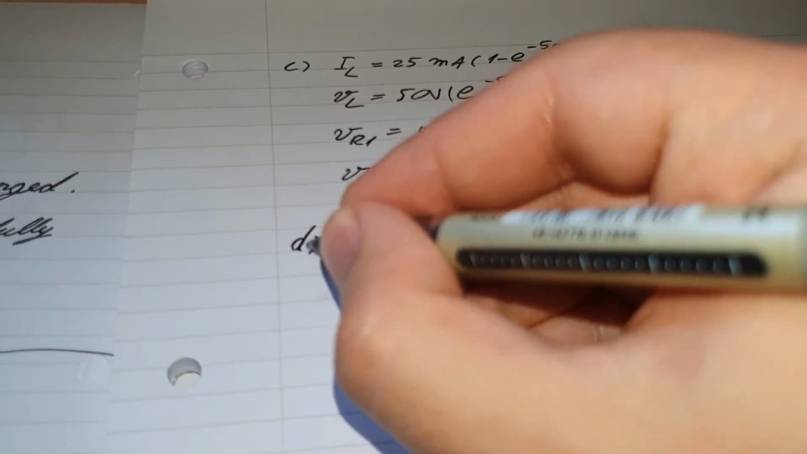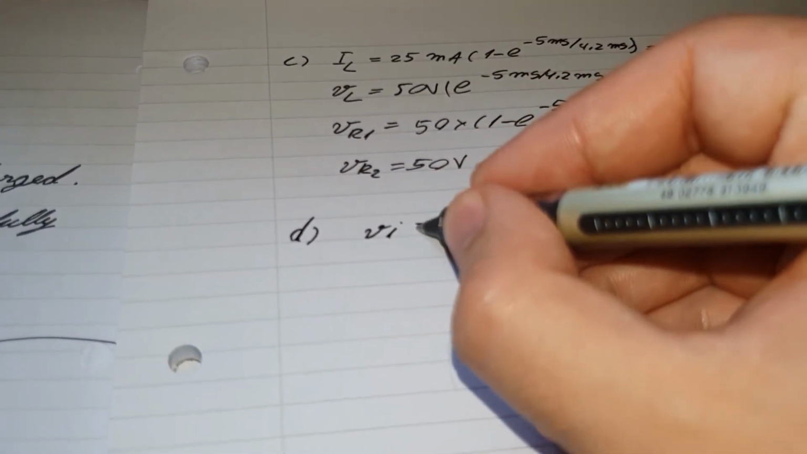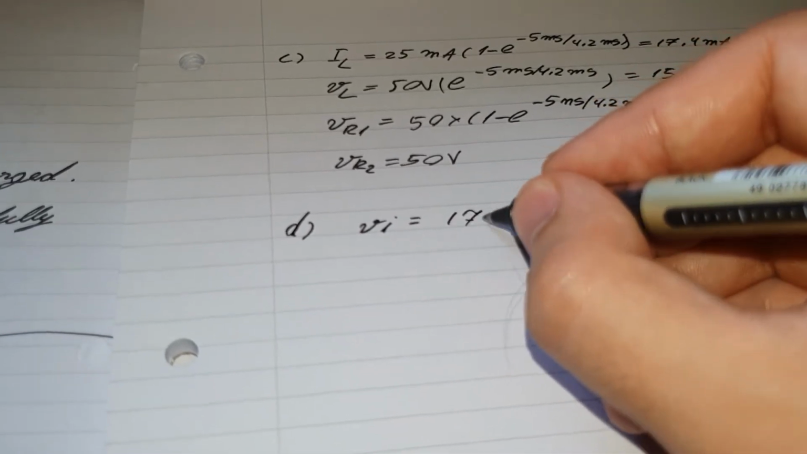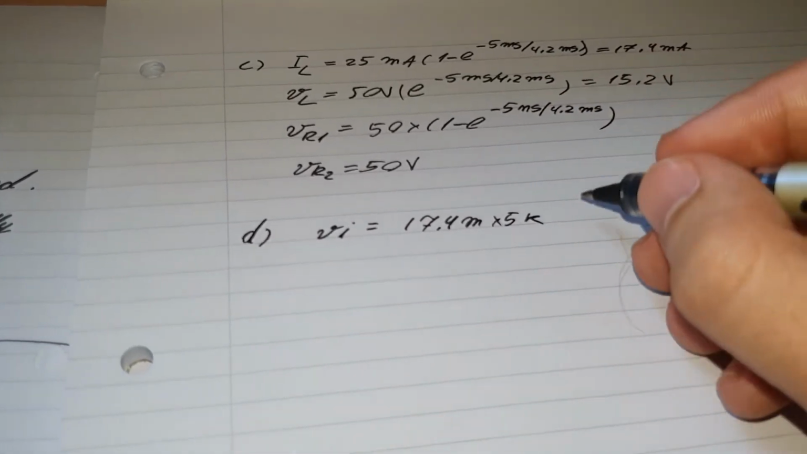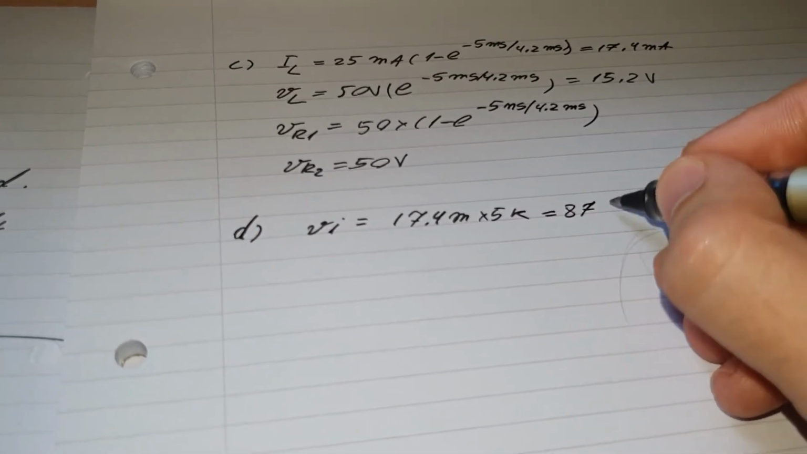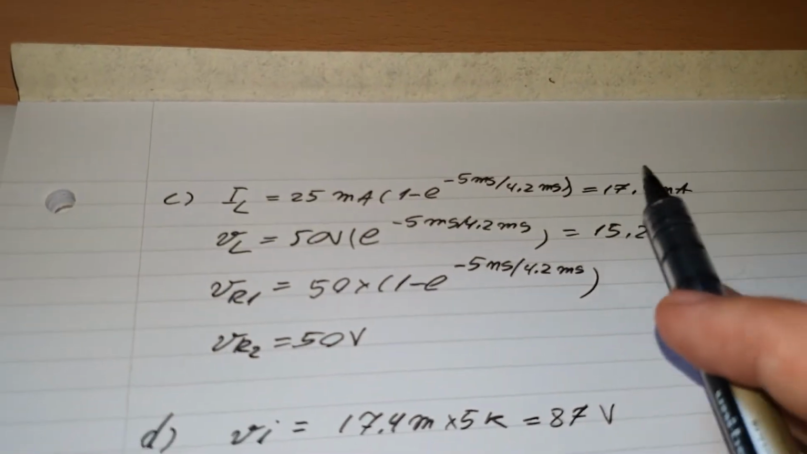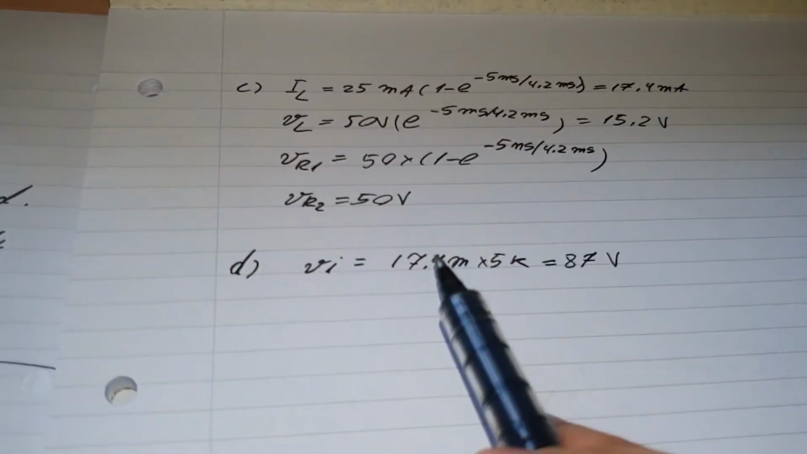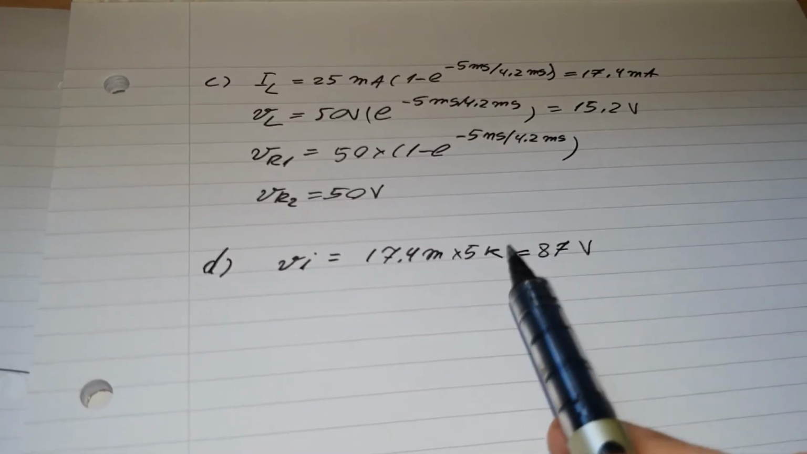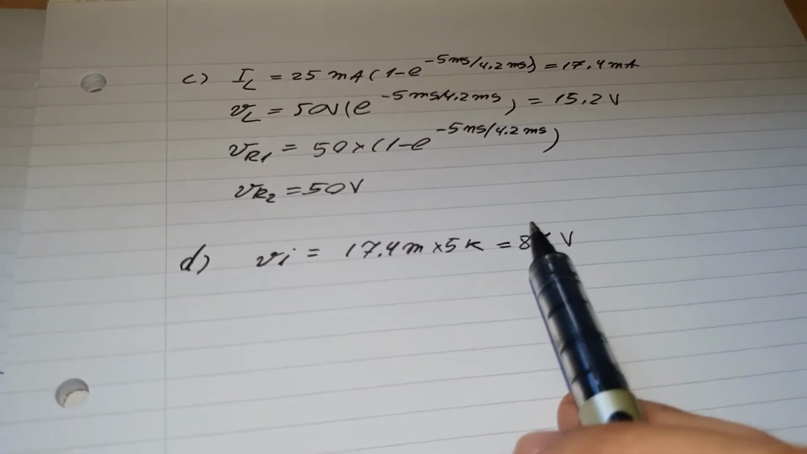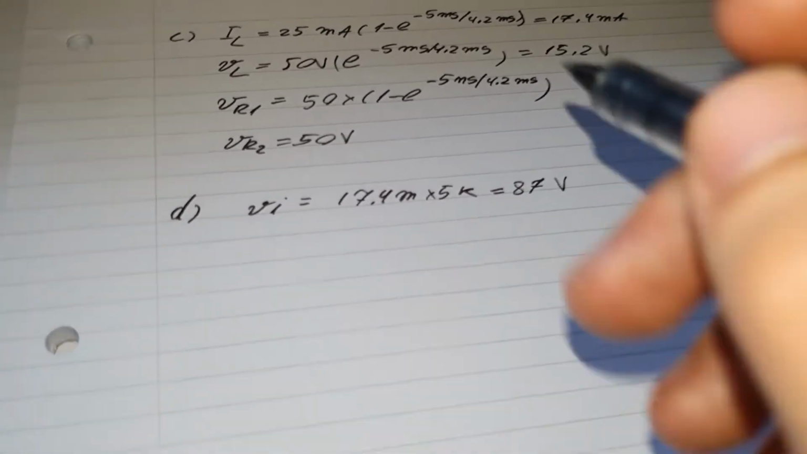So part D. Then VL, the voltage inside the inductor, will be equal to 17.4 milliamps times 5K, which will be equal to 87 volts. So again, we used the current inside the inductor and multiplied by the total resistance, and that gives us 87 volts. So that is the voltage inside the inductor at the moment after 5 milliseconds of charge.